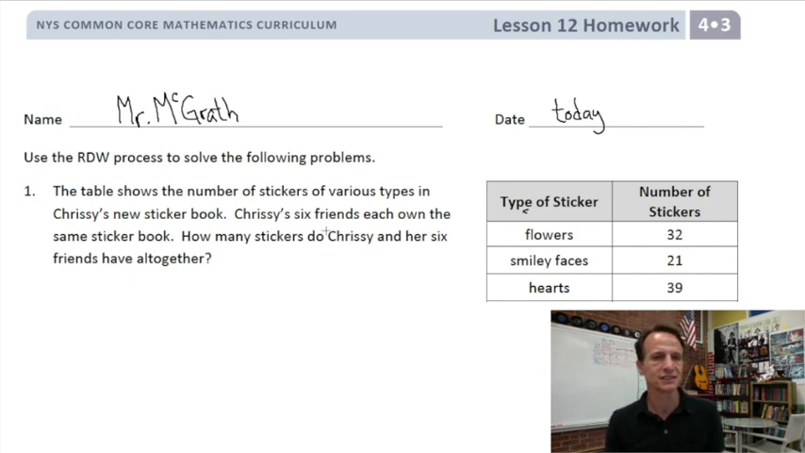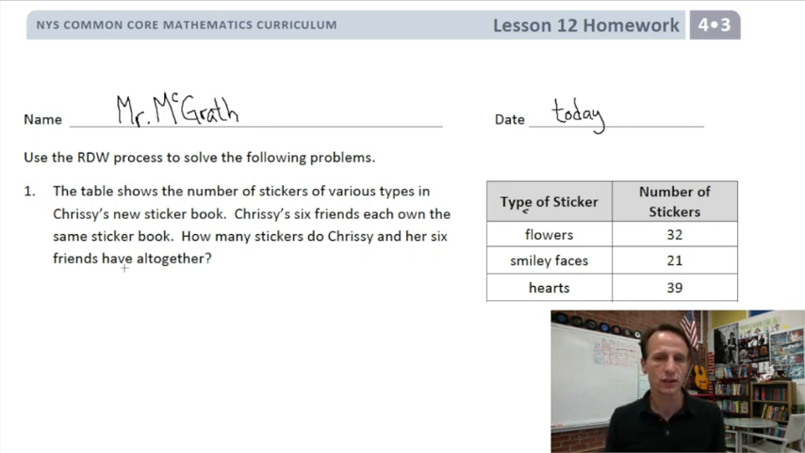So Chrissy's 6 friends each own the same sticker book. Notice that. So there's Chrissy, and then we have 6 friends. And the question is, how many stickers do Chrissy and her 6 friends have all together? So a little tricky here in the wording. And if this were like a multiple choice test, I can tell you what the wrong answer would be. But let's focus on the right answer.